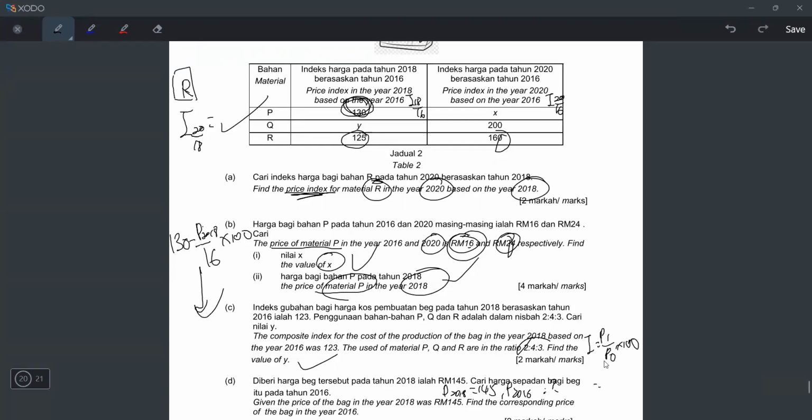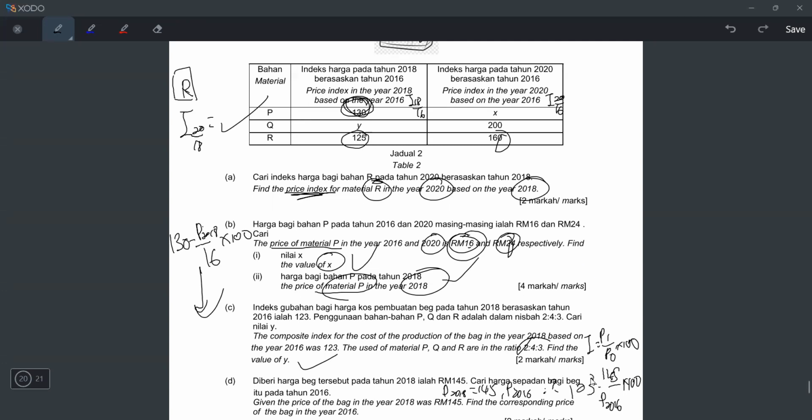What to substitute for P1? The new year, 2018. Yes, P 2018, which is 145. Below, what to substitute? P 2016. Don't have, right? Just put P 2016, times 100. What about I? What do we substitute for I? 145? No. So you have to substitute the average of 2018 over 2016. So 123.